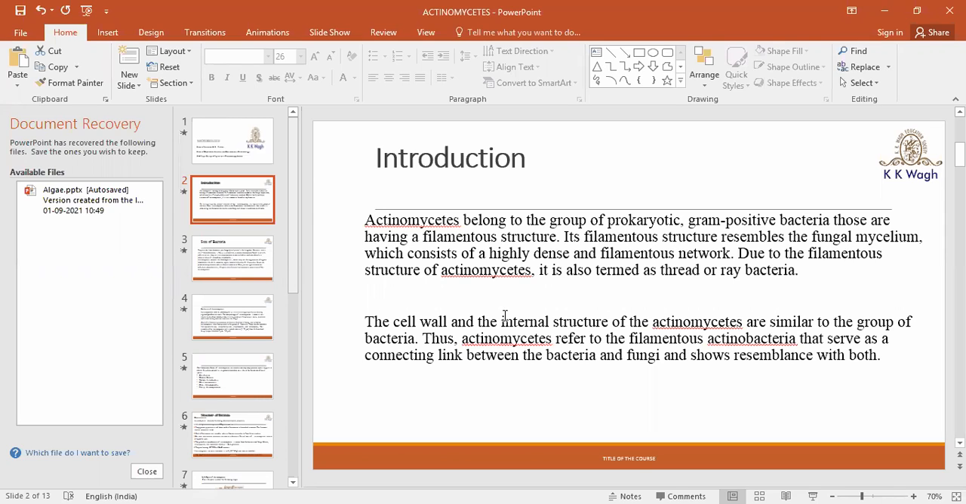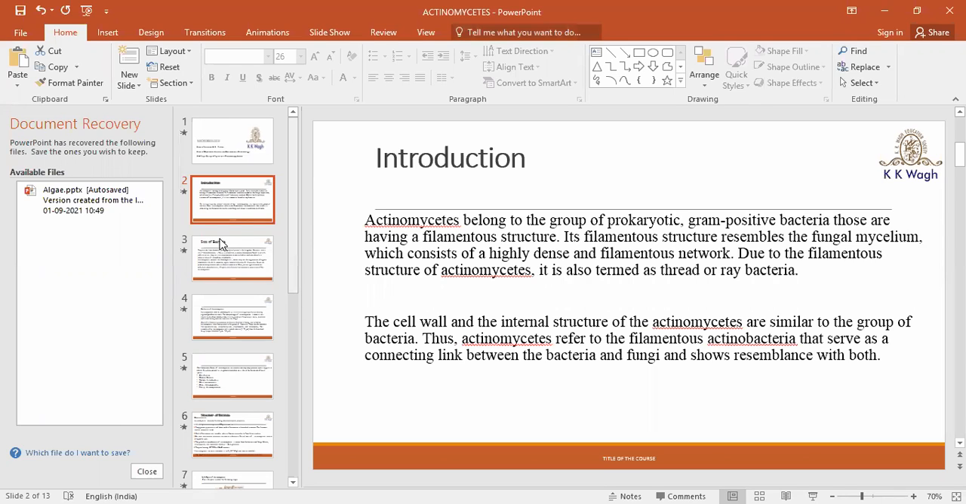So, dash dash is the example of the ray bacteria and ray fungi. Actinomycete is the group of organisms which is an example of the ray bacteria. Why do they call it a ray bacteria? Because they show some characters of bacteria, like the gram staining nature, and they show some characters of fungi, like they form filaments.